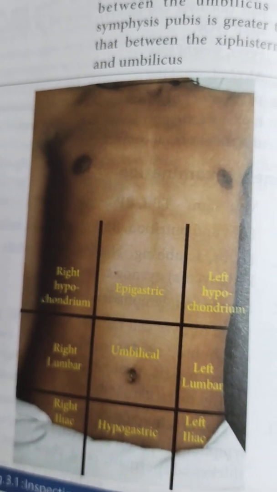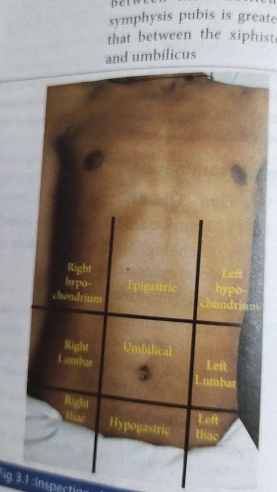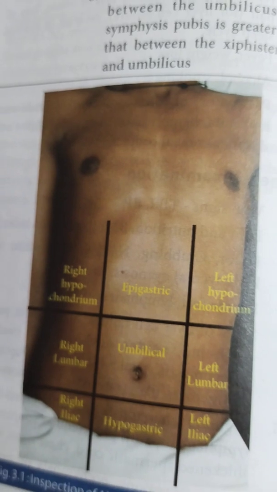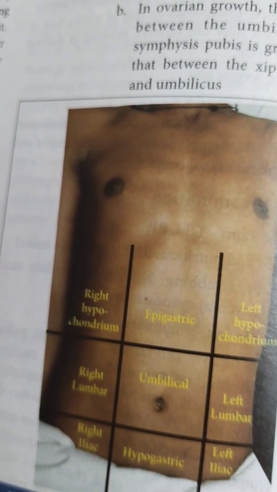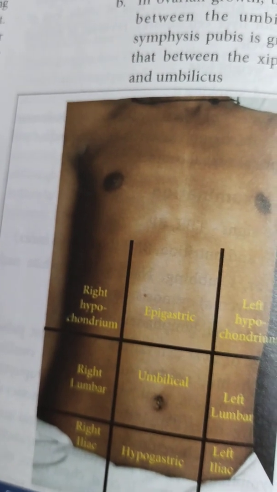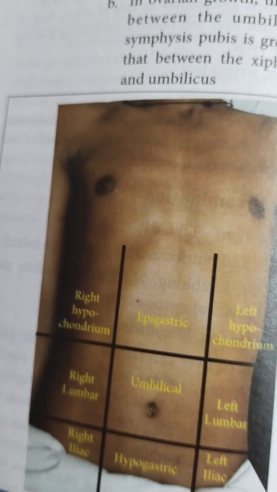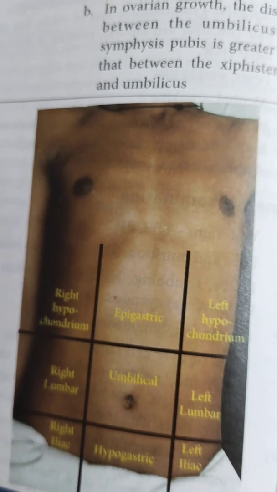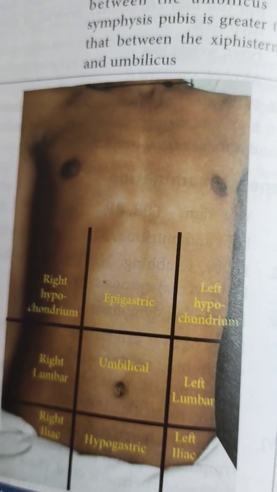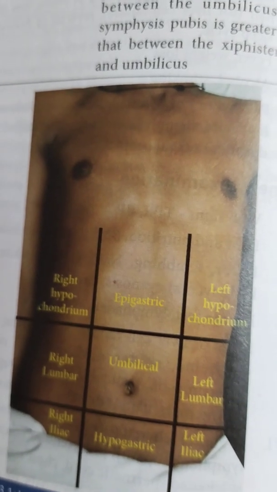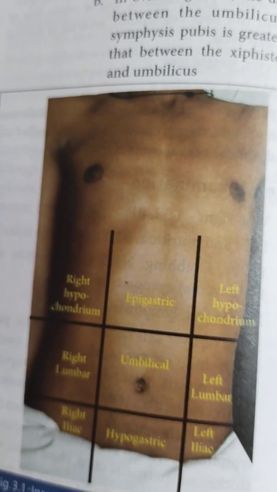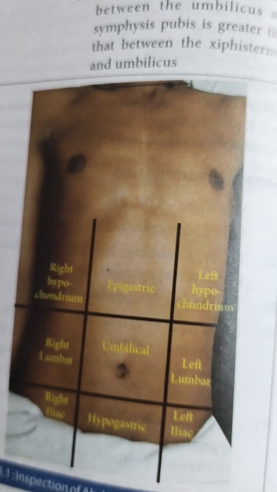The epigastric region corresponds to stomach, liver, pancreas, duodenum, spleen, and the adrenal glands. Then the umbilical region corresponds to umbilicus, that is the navel, parts of the small intestine, as well as the duodenum, while the hypogastric region corresponds to urinary bladder, sigmoid colon, and the female reproductive organs.